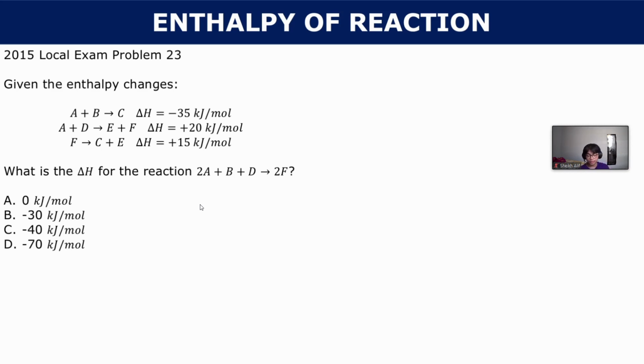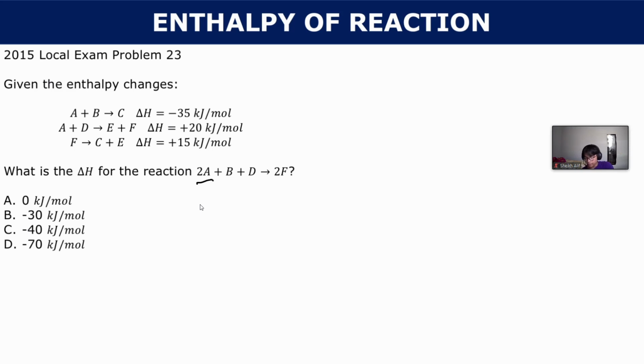And I really like these generalizations because it helps you learn them without having to write out all the chemical formulas and whatnot. So given the enthalpy changes, and we're given three equations, what is the change in enthalpy of the reaction 2A plus B plus D results in 2F? So the first thing I like doing in these things is seeing which ones are only in one reaction. It kind of doesn't make sense until you look at it.